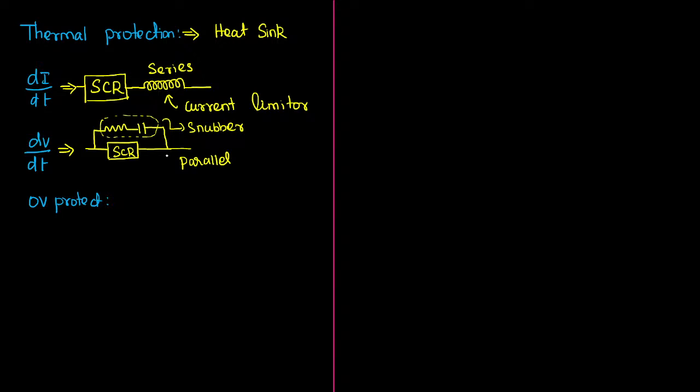Then how do we give overvoltage protection? At that place, they connect a variable resistor. There is one variable resistor connected in parallel to the SCR. People simply call it a varistor. The short name for a variable resistor is varistor. This helps us protect the device from overvoltage. So overvoltage protection will be given with the help of a varistor. Guys, these things are very, very important. Try to keep these things in your mind.